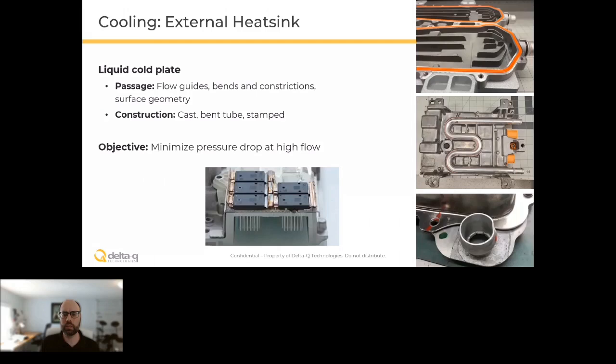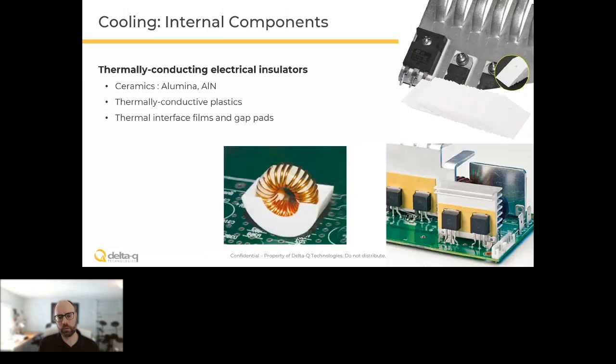So that's cooling on the outside. Now we move to the inside of the box. So, keeping in mind, we've got live components that need to be electrically insulated, but thermally conducted. That usually starts with looking at insulating materials. Most materials tend to be electrical insulators and thermal insulators, or electrical conductors and thermal conductors, like metals, for instance. And on the other side, plastics are usually good electrical insulators, unfortunately also thermal insulators.